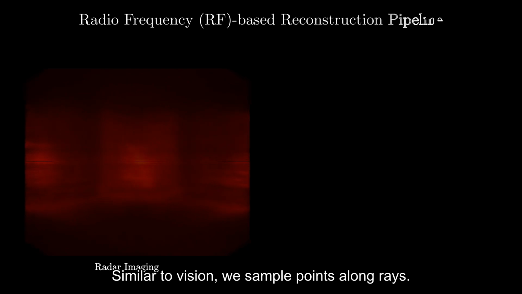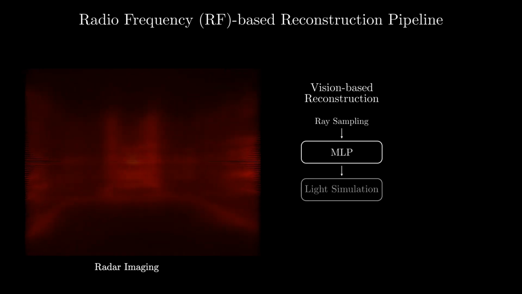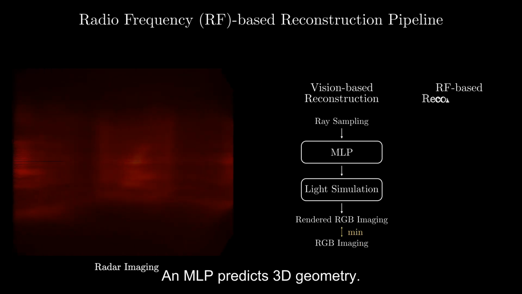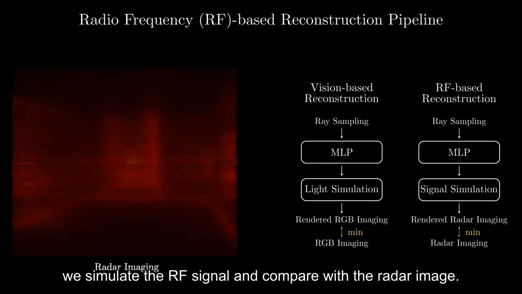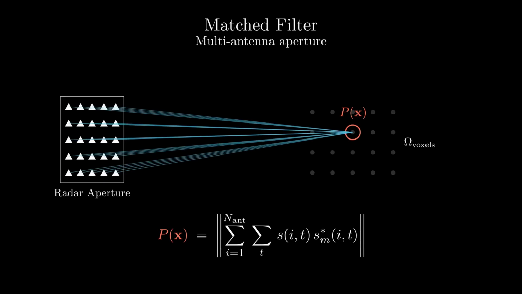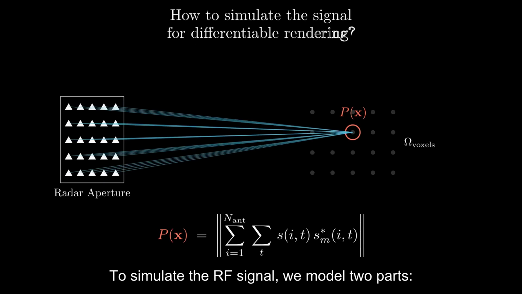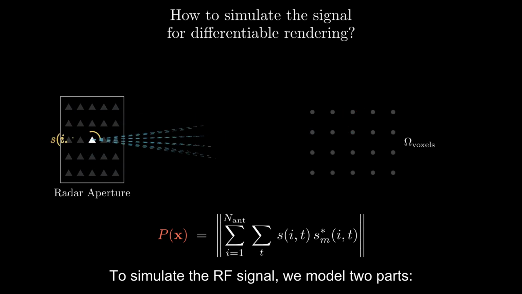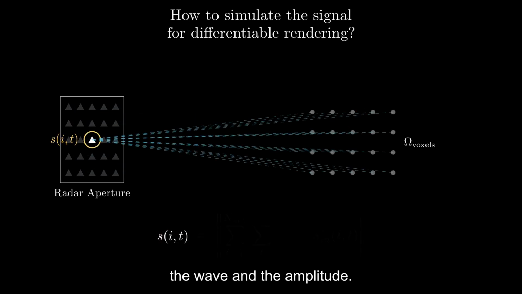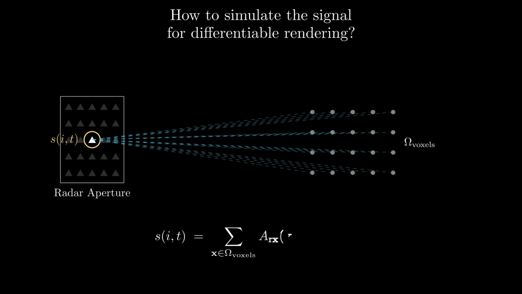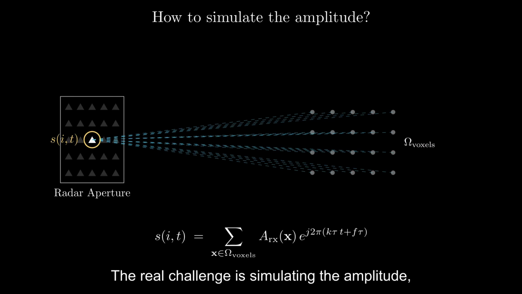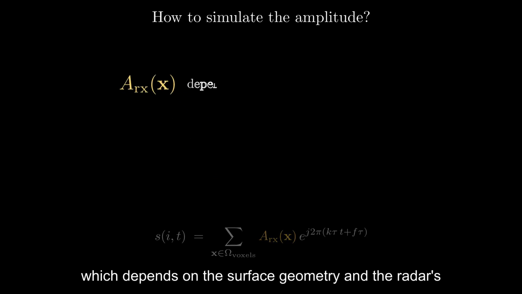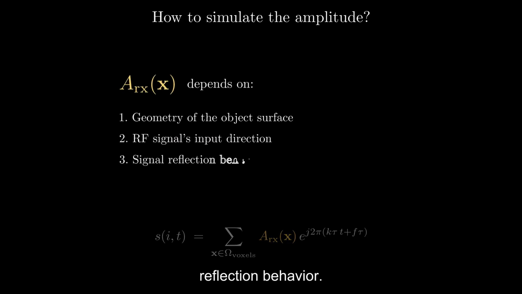Similar to vision, we sample points along rays. An MLP predicts 3D geometry. From this, we simulate the RF signal and compare with the radar image. To simulate the RF signal, we model two parts, the wave and the amplitude. The wave follows directly from the signal's propagation distance. The real challenge is simulating the amplitude, which depends on the surface geometry and the radar's reflection behavior.